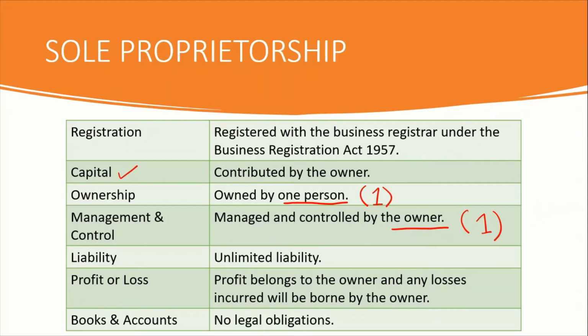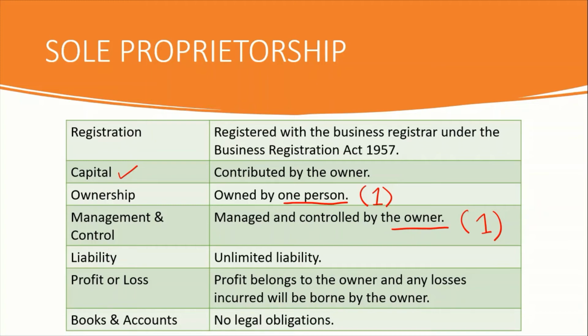Liability is unlimited liability, meaning that in the case that the owner of the business is unable to pay their creditor, the creditor can go after the personal asset of the owner to recover the amount of debts.